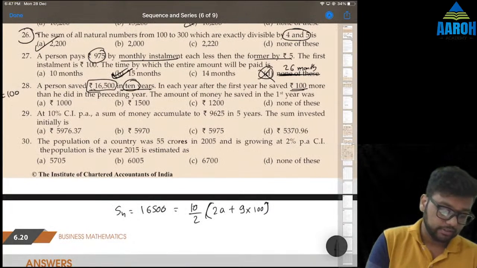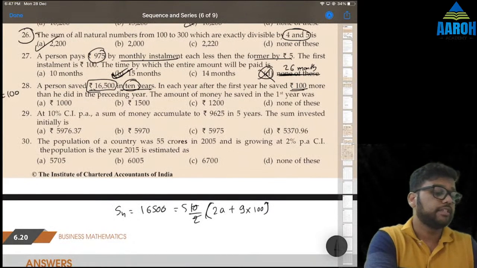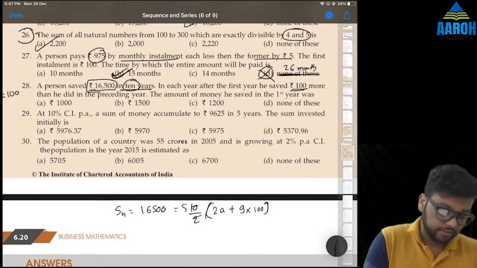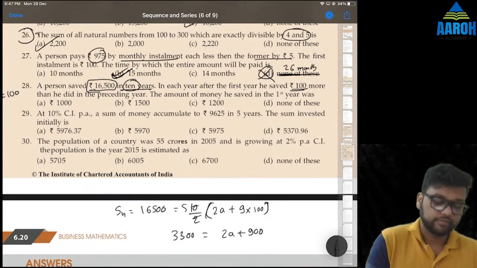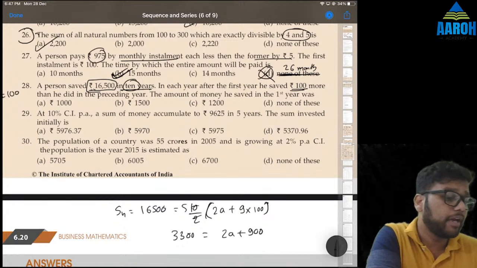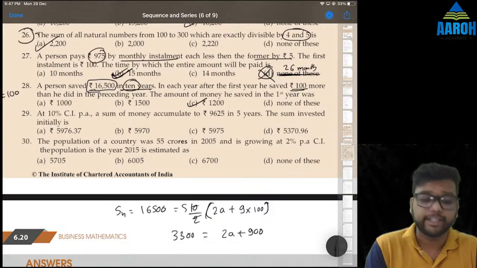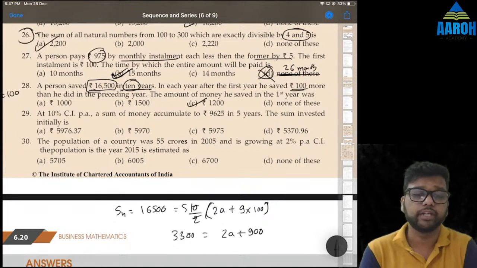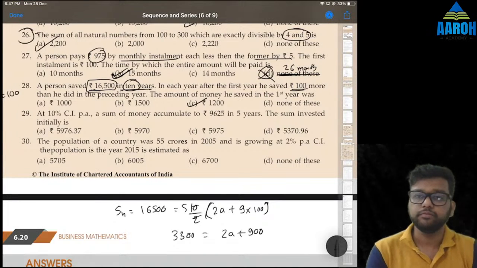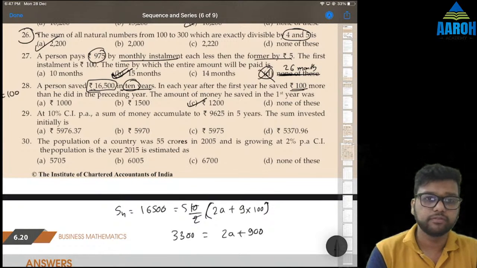So let's solve this. This is 5. 16,500 divided by 5 is 3,300, which is equal to 2a plus 900. So 3,300 minus 900 divided by 2. 1,200 is the correct answer. Check. 28C should be the correct answer. Got it?